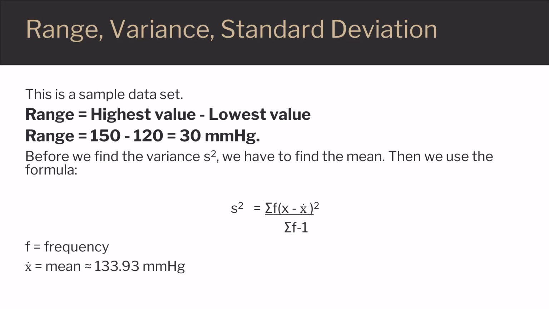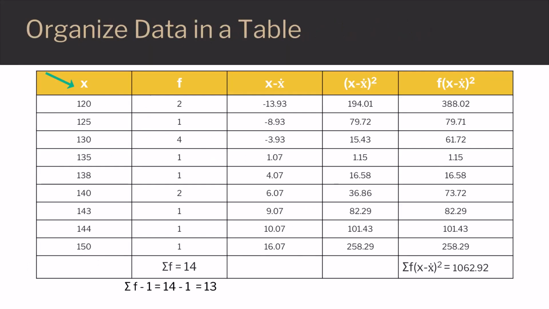So first of all, you'll find the mean of the set. You do this by adding up all the data values and then dividing by the number of values, which in this case is 14. When you do that, you should get approximately 133.93 millimeter mercury.